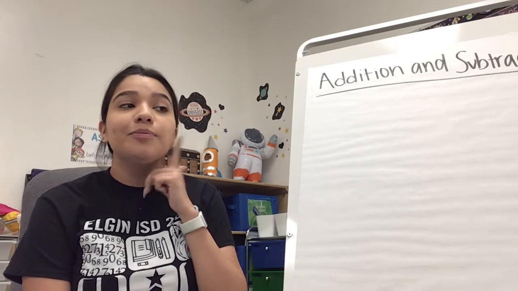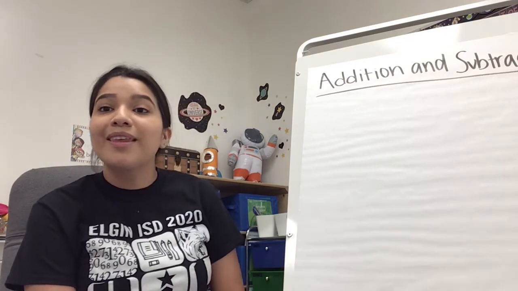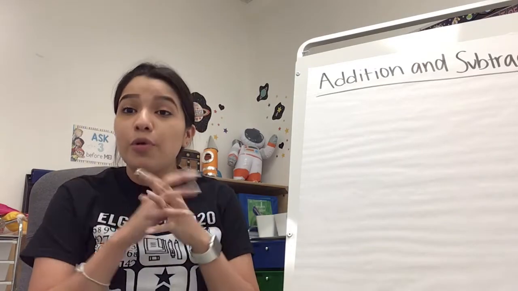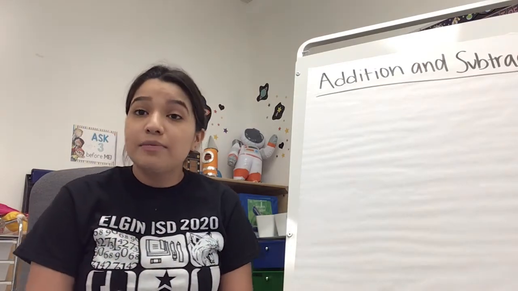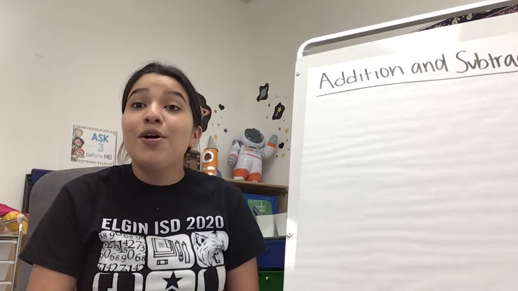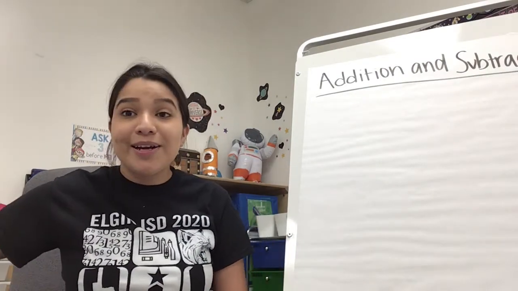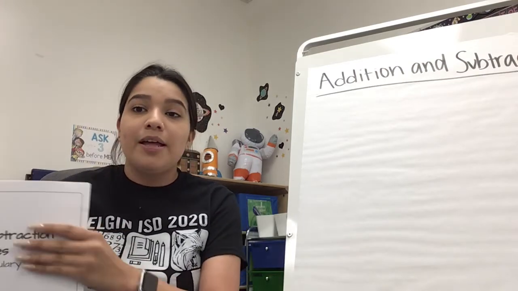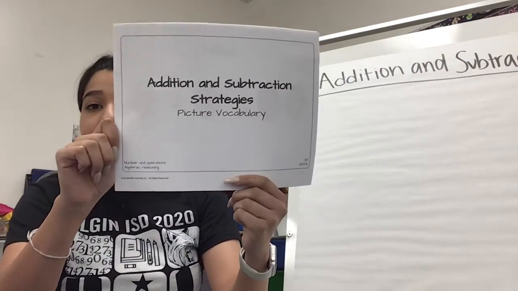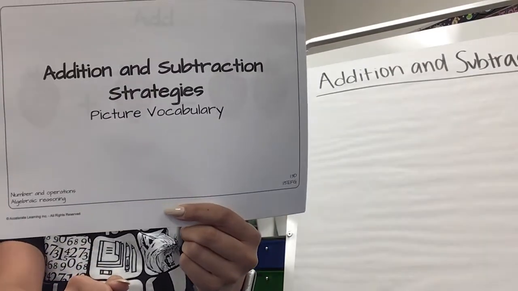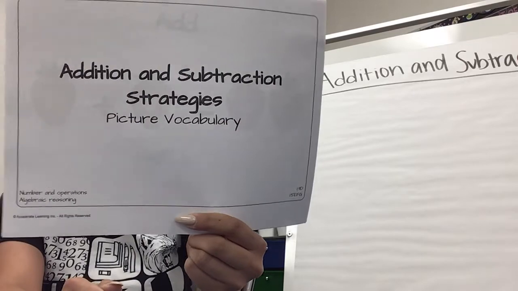Let's think. Cool, good idea. So addition is when you're joining something, and subtraction is when you're taking it away, right? You're separating it. Great. Now what we're going to do is learn a little bit more vocab about addition and subtraction. So this is the addition and subtraction strategies vocab.